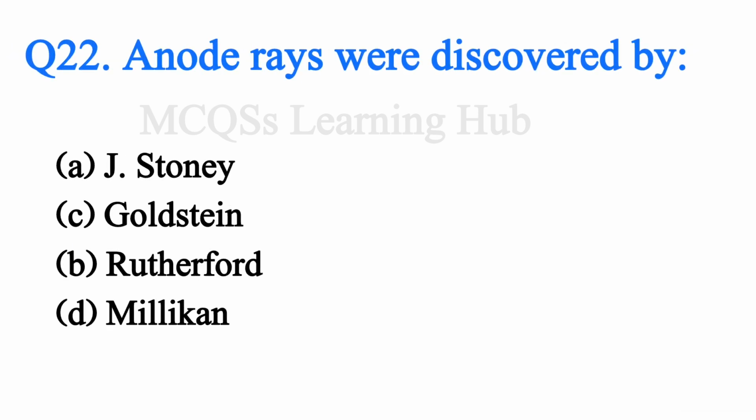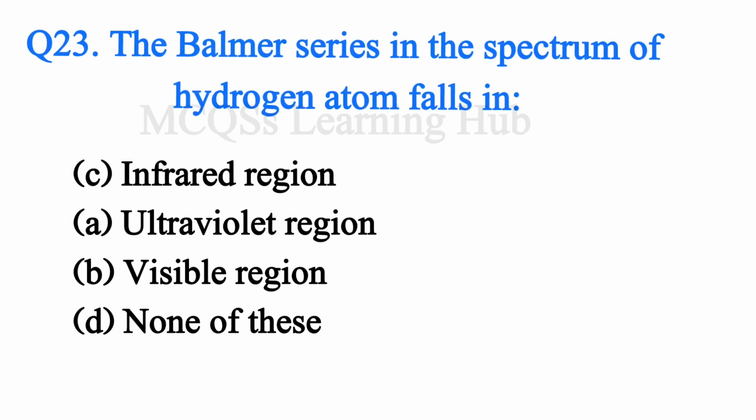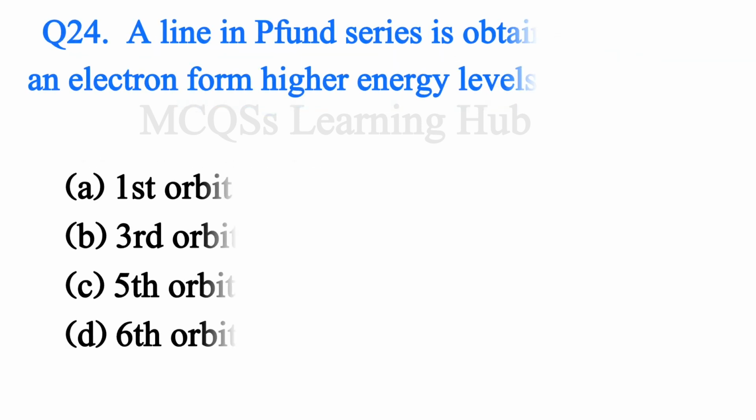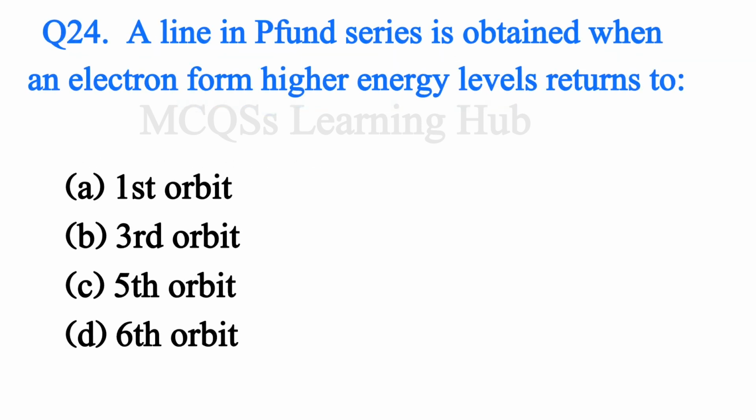Anode rays were discovered by. Option C is correct. The Balmer series in the spectrum of hydrogen atom falls in. Option B is correct. A line in Pfund series is obtained when an electron from higher energy levels returns to. Option C is correct.